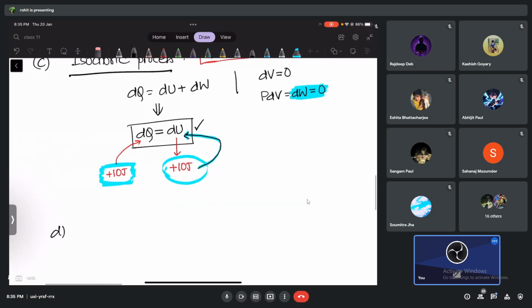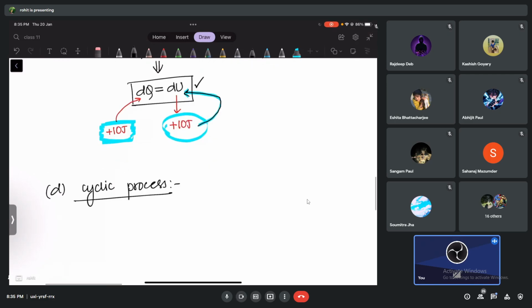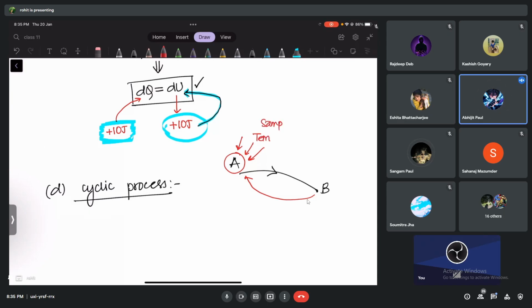One more thing we have: number D, the cyclic process. Let's just talk about this, and I think I'm done for this topic right now. In a cyclic process, a gas starts from state A, goes to state B, and then again goes to the initial state, no? When the gas reaches the same state, does it have a different temperature or the same temperature? The same temperature. If the gas goes back to the same temperature, has the internal energy of the gas in this entire process changed or not? Did not change.